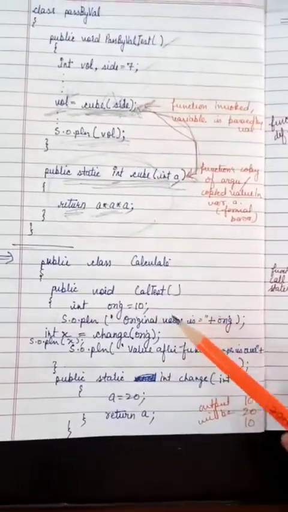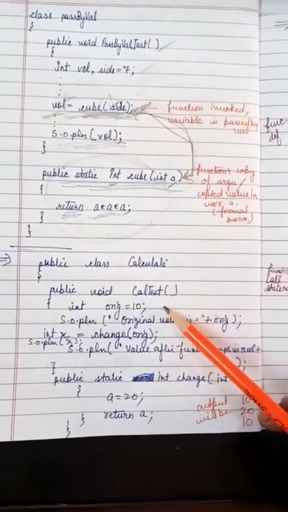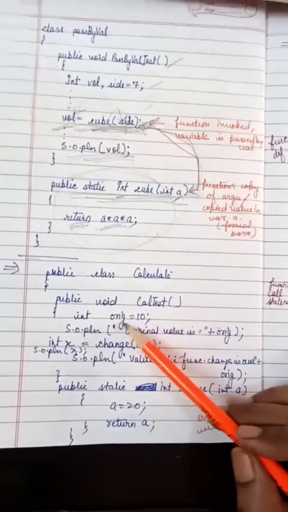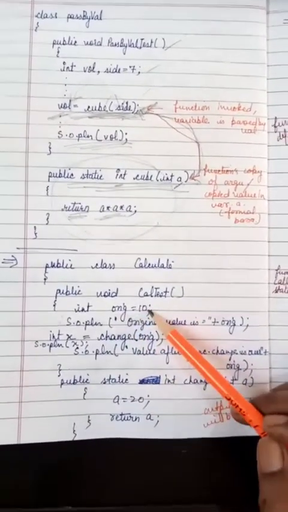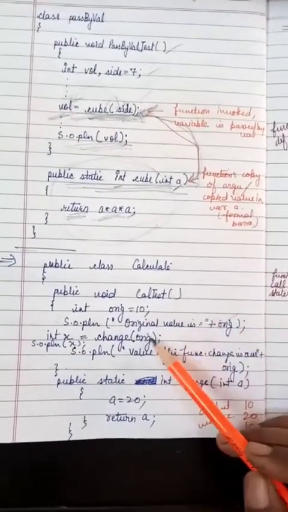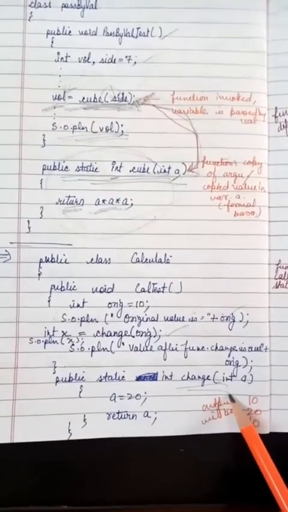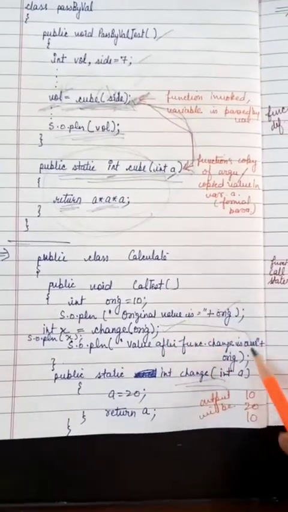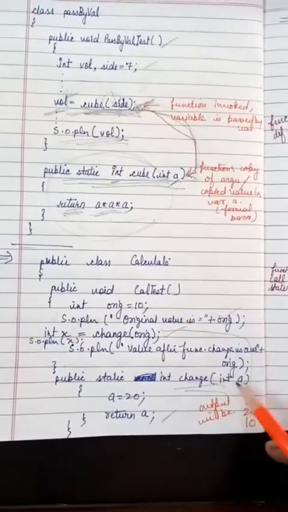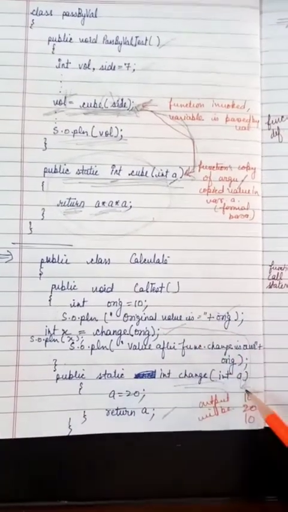Another example: suppose in a class we have two functions, test and int change. The original value of the orig variable is 10. We have printed the original value, so 10 will be printed. Now we are calling a function change, so control will come here. Int change is returning an integer value. The value of original we are storing within A.